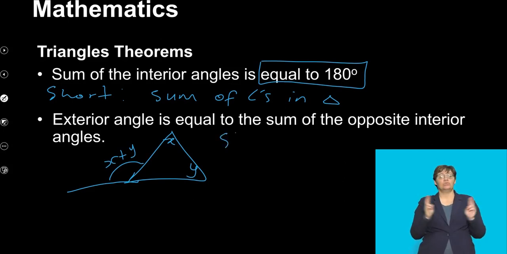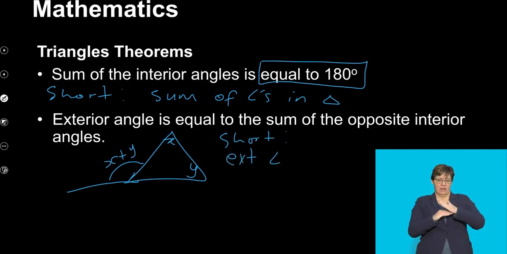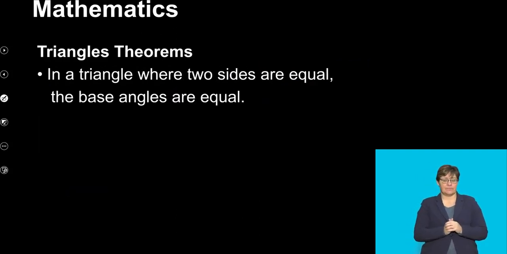And the short way of writing this as well will be exterior angle of a triangle. And you leave it there. You don't need to then continue and say is equal to the sum of the interior opposite angles.